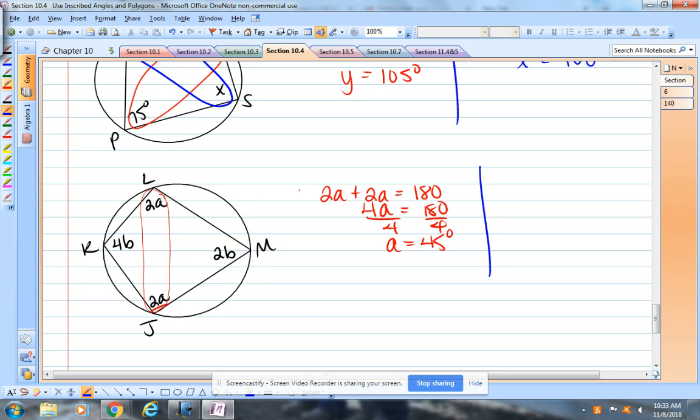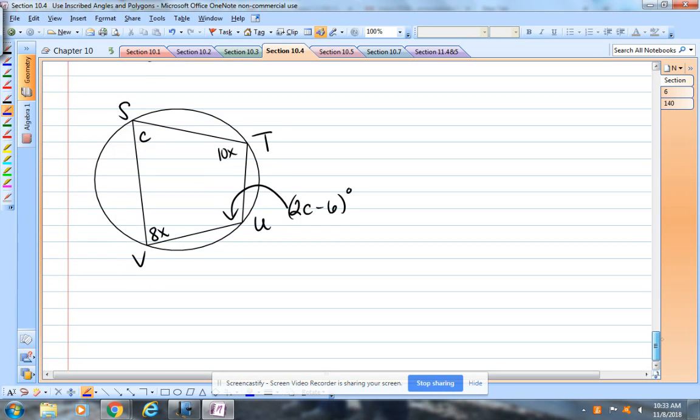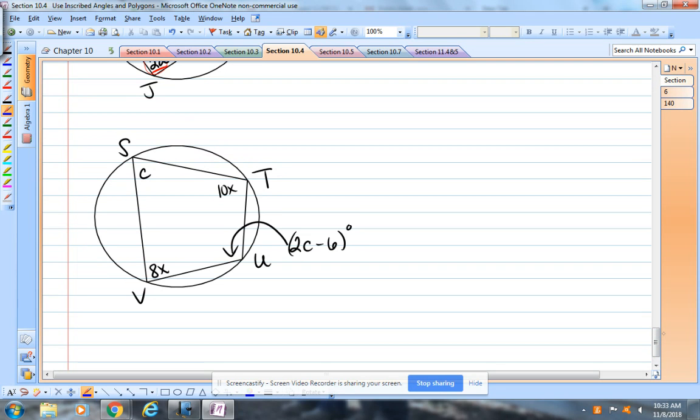So the next one, how are we going to get our B's? So these two are opposite angles. Therefore, they will be supplementary as well. So 4B plus 2B equals 180. Combine your like terms. What is 4B plus 2B? 6B. Divide by 6 everywhere, and B equals how many degrees? 30 degrees. So any questions on those? A little bit more complicated. This will be the last one for this lesson.